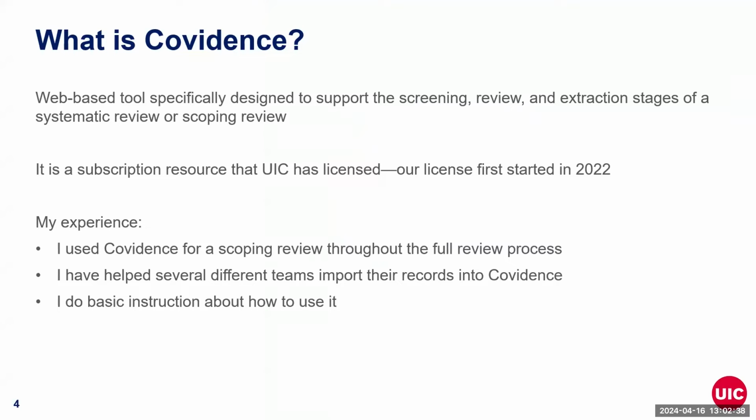So first off, what is Covidence? Covidence is a web-based tool that's specifically designed to support the screening, review, and extraction stages of a systematic review or scoping review. It's a subscription resource that we license at UIC. We've licensed it starting in 2022, and it's been very useful, so we've continued it ever since.